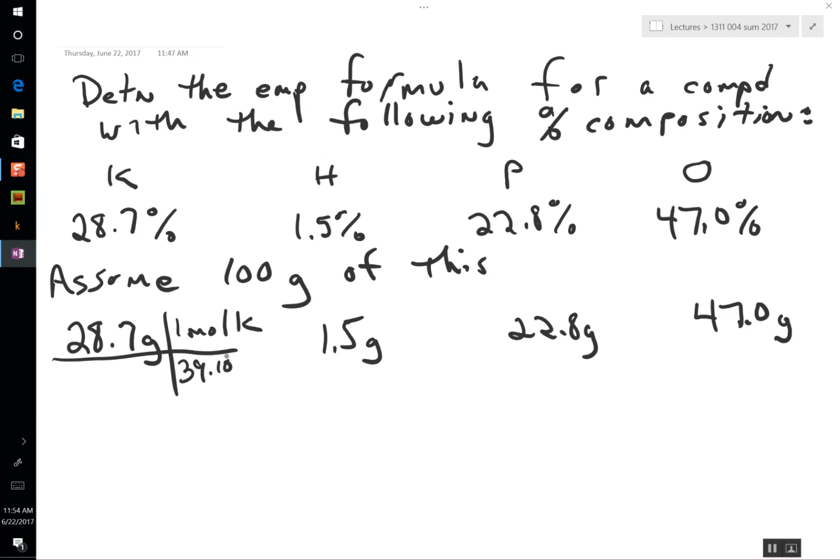Let me just point out here, like for the hydrogen, hydrogen is diatomic, but we don't care about that right now. It's not going to be in this compound as a hydrogen molecule. It's going to be in there as hydrogen atoms. So I'm going to use 1 mole of hydrogen is 1.01 grams of hydrogen. Because what I want to know is how many hydrogen atoms would 1.5 grams of hydrogen be, okay? I don't want to know how many hydrogen molecules it would be.